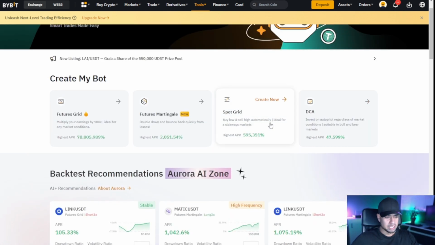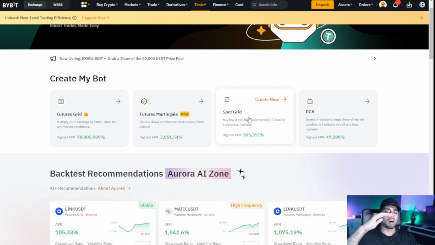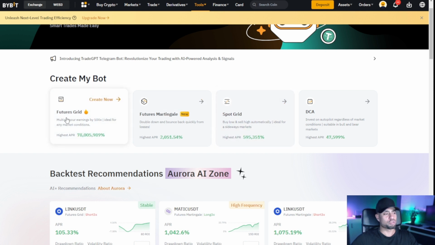Spot Grid, this is definitely recommended for new traders. What it is, is the same as Futures Grid. It sets up a grid on your chart. Basically, it has levels in the markets that it opens positions from and closes positions from. All right, but when you're spot trading, you can only buy. When you're futures trading, you can buy and sell. So Futures Grid is more efficient up and down, so to say.